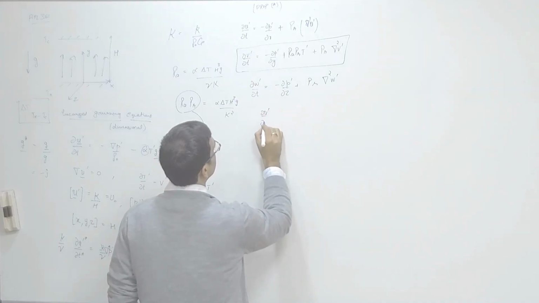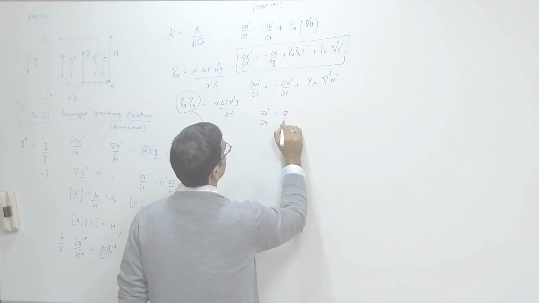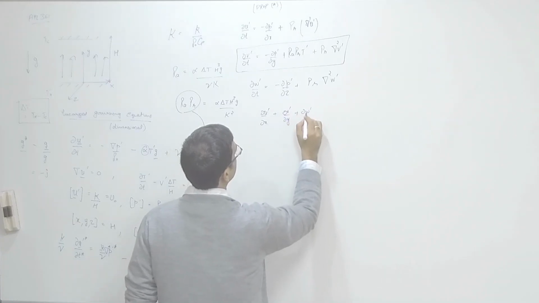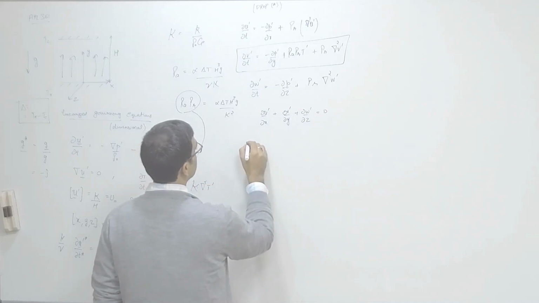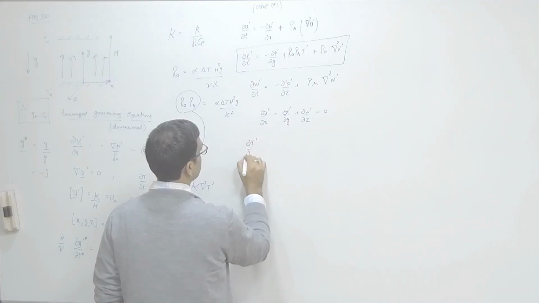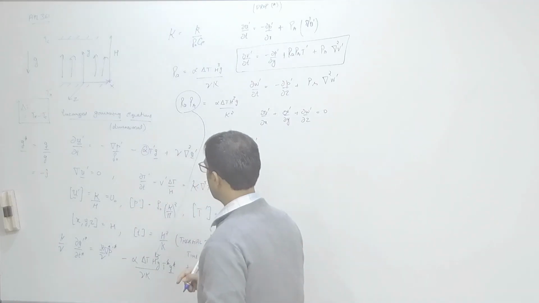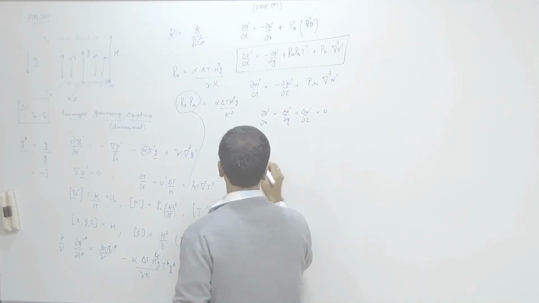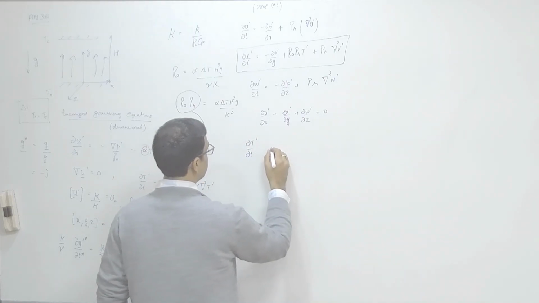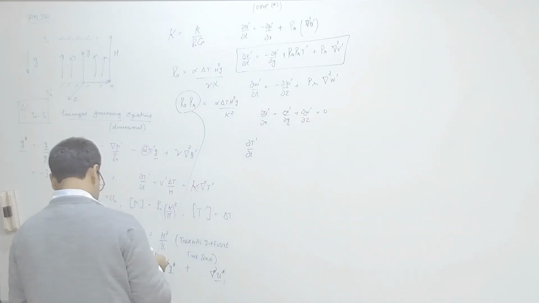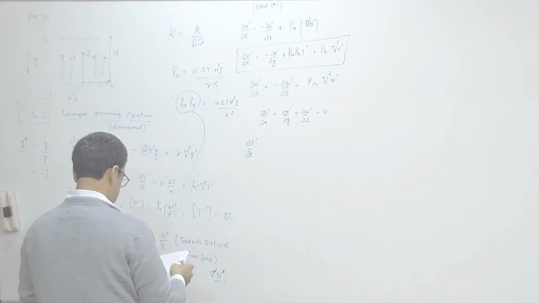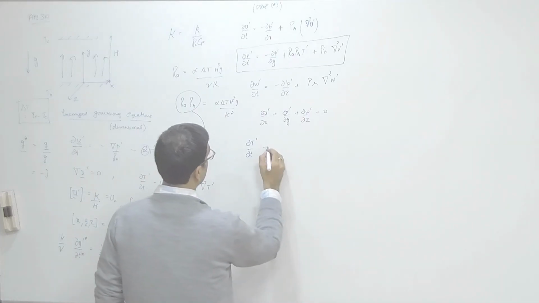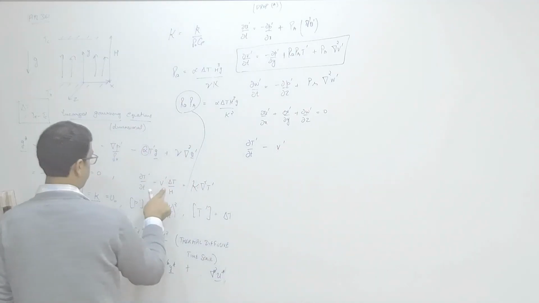Continuity is very straightforward, and we have seen how to derive this. And then we have the temperature equation. When we non-dimensionalize this, what did we get? Minus v prime, right? Because we have this.